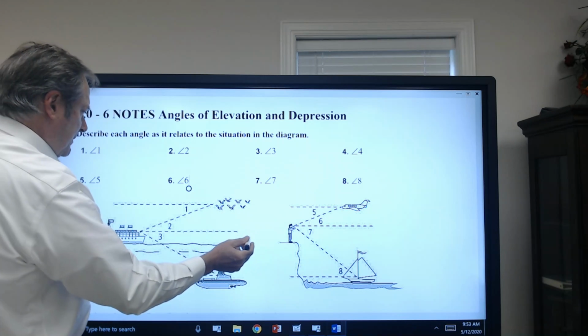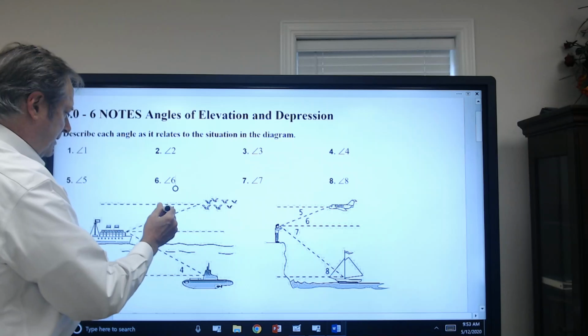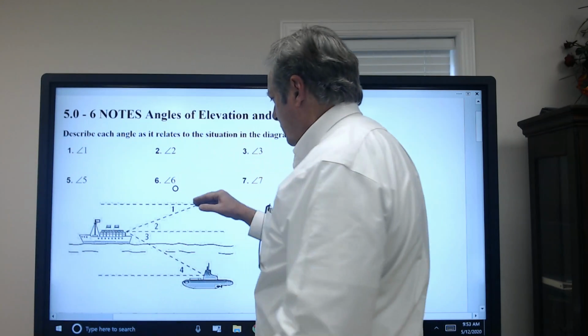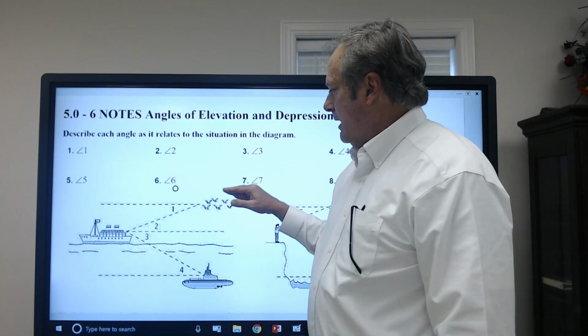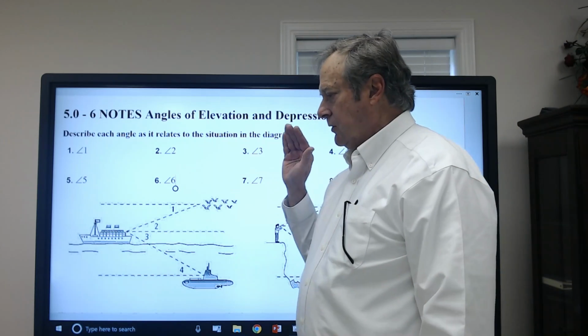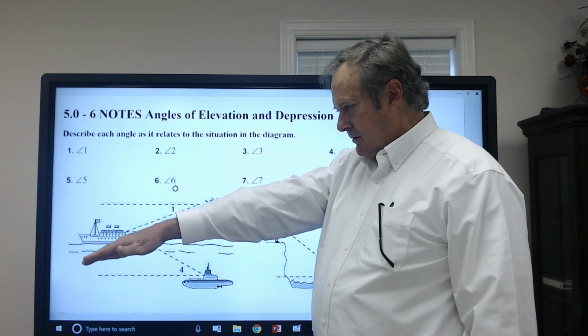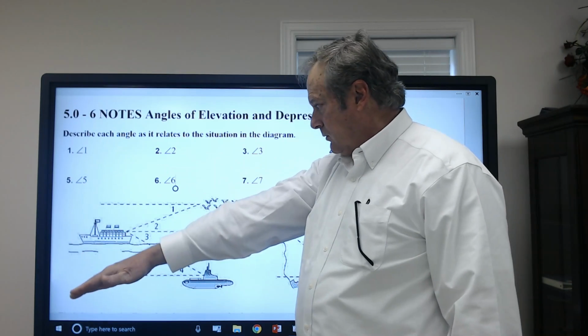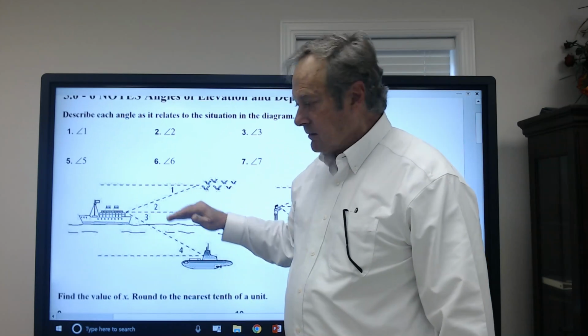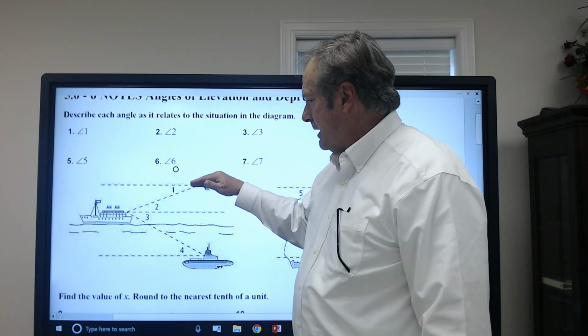So pretend you're in there and you're looking out this way. Again, let's pretend you are here and you're looking out and down at the ship. So is that angle going down or is it going up? Well, I think you can see it's going down in relation to that horizontal. And that's why we call that an angle of depression.